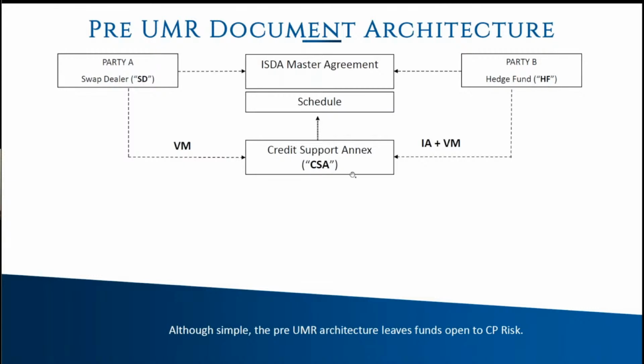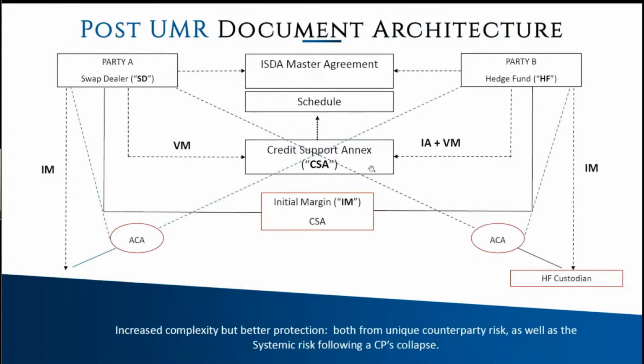When we move to UMR, when we move into the next slide, the post-UMR architecture, there's a number of other elements added. This part here remains the same, but there's a new workflow added here for an initial margin CSA, and this is for the regulatory initial margin requirement. So not only do you need to exchange initial margin, but it needs to be done in accordance with regulatory requirements in terms of calculating what that amount is. You need to appoint a custodian. There needs to be a custodian.